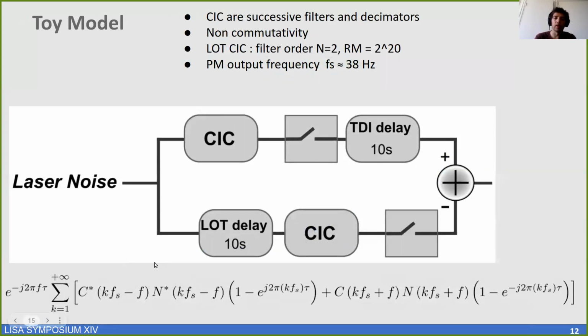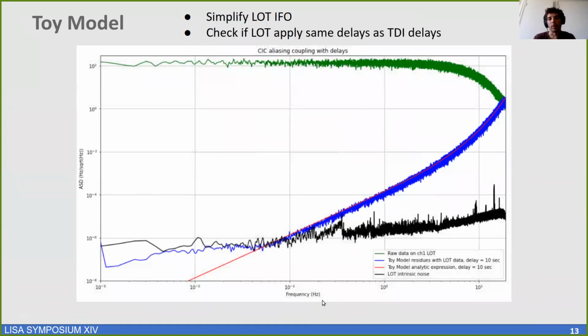We can see that this operation is not commutative at all, because in one case we filter and then delay, and in the other we delay and then filter. So we have this formula for the residue depending on the CIC transfer function and the sampling period, the output sampling period of our CIC, fs here. We plotted this formula and we can see a match in red between our analytical formula and the blue one, which is the experimental residue.